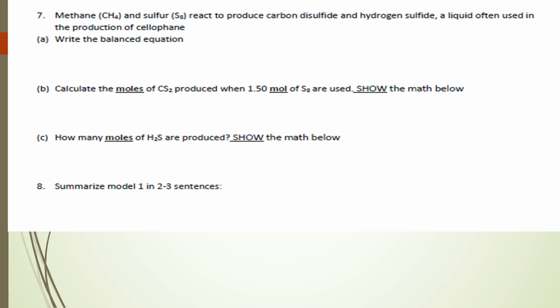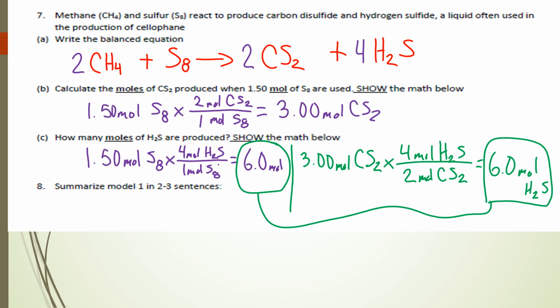All right. So again, I assigned problems number 7, number 16, number 17, and number 25. So going through on this one, we had methane, which is CH4, reacts with sulfur, which is S8, to produce carbon disulfide and hydrogen sulfide. And then I asked you to do parts A, B, and C on this. So going through there, when we write the chemical formula, it should have been 2 moles of CH4 plus 1 mole of S8 reacts to form 2 moles of CS2 and 4 moles of H2S.